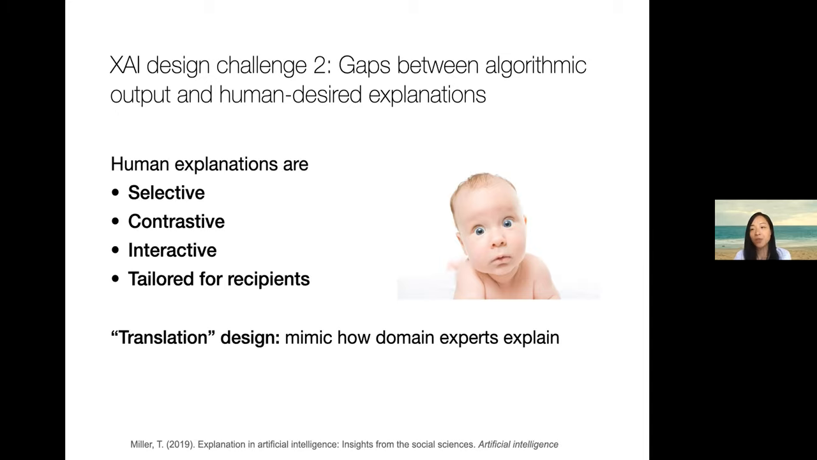For example, human explanations are selective. When I explain my behavior, I'm not giving you the whole causal chain. I'm going to pick causes that I believe are either the more informative, because you don't know them, or the most persuasive. So the selection part is currently still part of the design decision rather than something we can achieve just by an algorithm. And there are other human explanation properties, including being contrastive, interactive, and tailored for the recipients, that are hardly achievable through algorithms today.